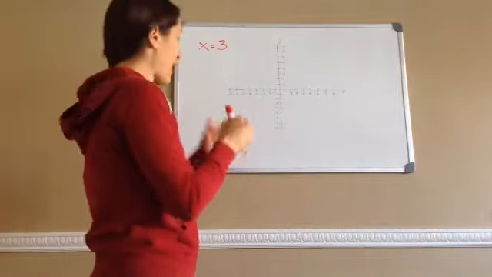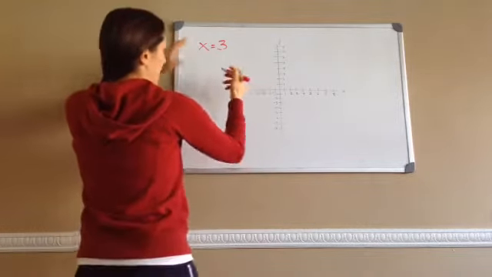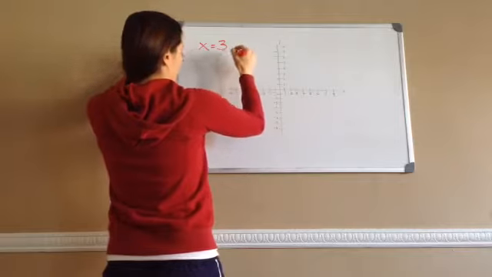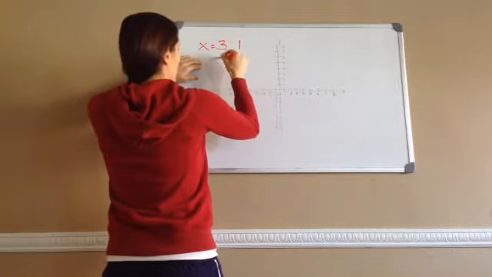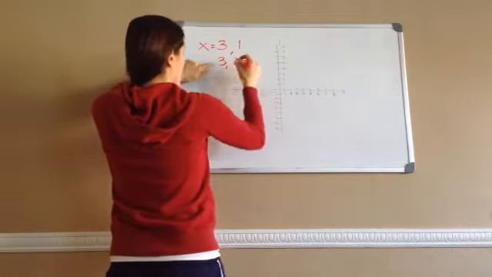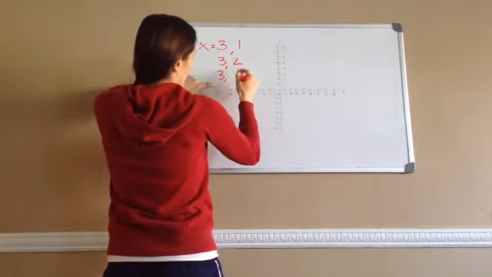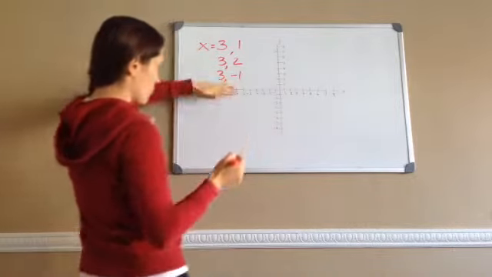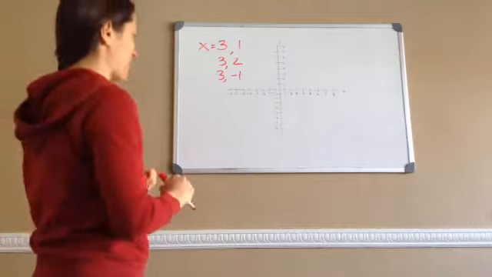In order for me to graph x equals 3, that means that y can be anything. So let's do 3, 1, x is 3, so 3, 2, x is 3, so 3, negative 1. Let's just do those three, and I want you to see what happens.